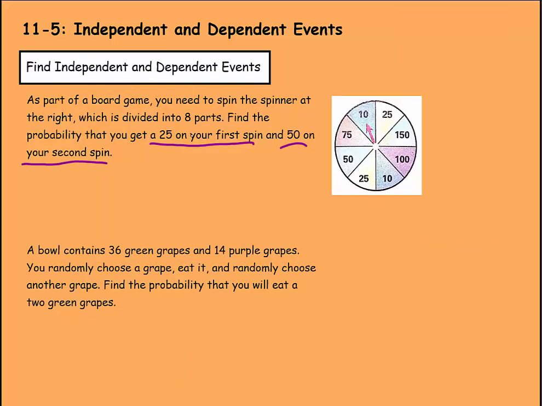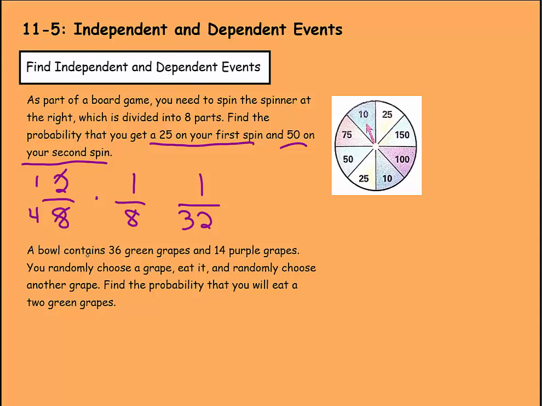So what we do is we take one probability at a time and multiply those answers together. Getting a 25 would be 2 outcomes in your favor out of 8 total outcomes. Getting a 50 on your second spin would be 1 positive outcome out of 8 total. We could simplify this a little bit. So 1 times 1 is 1, 4 times 8 is 32. So we'd have a 1 out of 32 chance of spinning a 25 on the first one, followed by spinning a 50 on the second one.